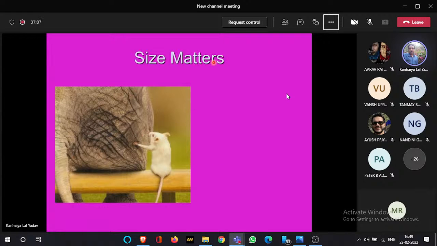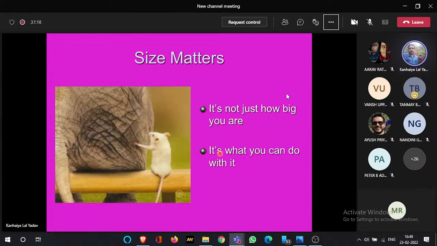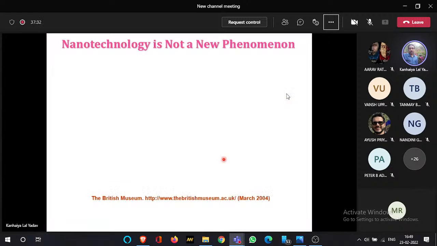So size matters, as I have said. That means what the elephant can do, the mouse cannot do, but what the mouse can do, the elephant cannot do. So it's not just how big you are, it's what you can do with it, okay? Just like you might have read the Hindi poem about the needle and the sword, or the pen and the sword, which is mightier, like all these things.